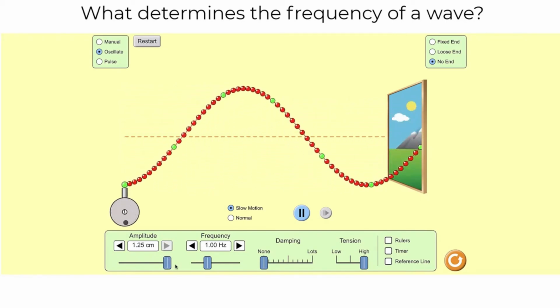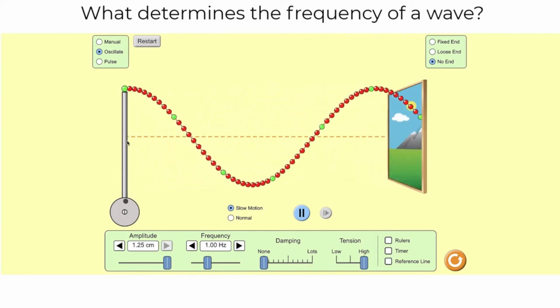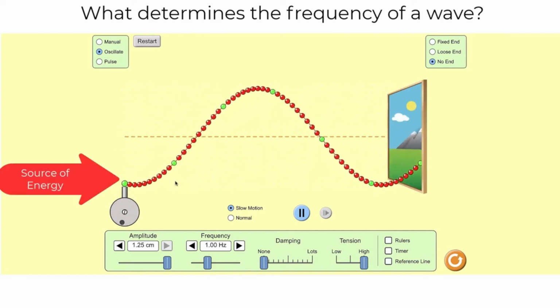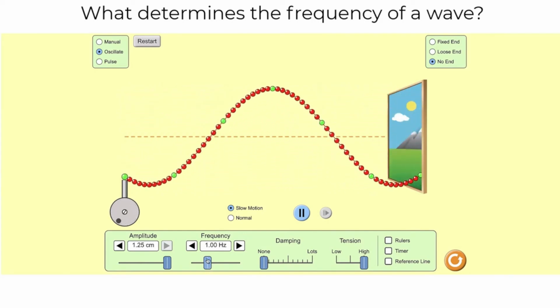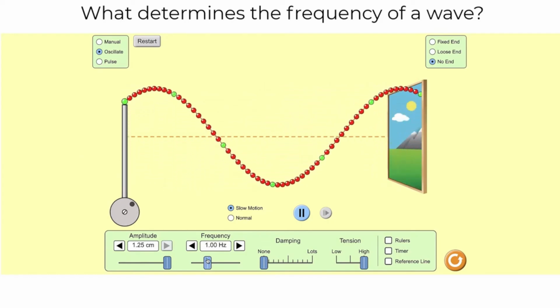we get our waveform. Now notice what is causing the wave. It is this device over here. Now, does that have an effect on frequency? We need to find out by turning the frequency up. So now I want 3.